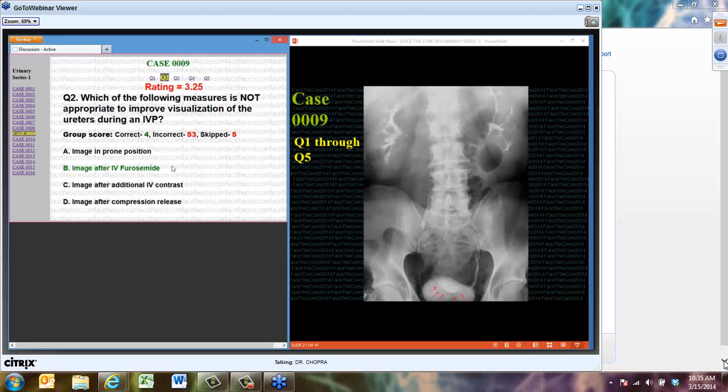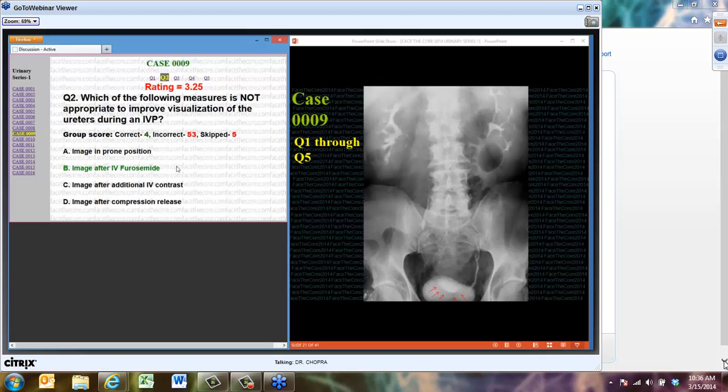Which of the following measures is not appropriate to improve visualization of the ureters during an IVP? Now, what is not appropriate is imaging after IV furosemide. And those of you who thought that imaging after IV furosemide was appropriate, please do remember we are talking IVP, not CT urogram. When you do a CT urogram, the major problem there is not whether you will be able to see the contrast in the ureters or not, because CT has such good contrast resolution. The major problem in those cases is, are you going to be able to distend the ureters enough to catch them in that one instance of the CT? And therefore you always give some kind of diuresis. We use just oral water, but IV fluids have been used and IV furosemide has been used.